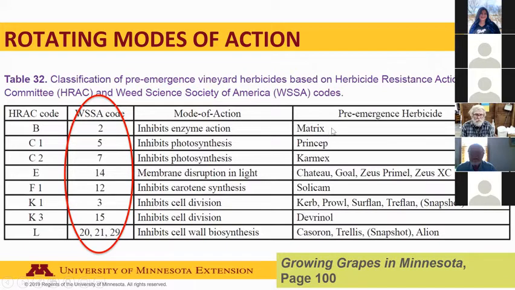And so it's saying Matrix is a pre-emergent herbicide that is a group 2 mode of action. And you can look at the table for the others. So you can see that Surfland and Prowl, they are actually both group 3. They are the same mode of action. So if you applied Surfland one year and you think, oh, I'll apply Prowl the next year, you're still applying the same mode of action year after year. So just be careful with that.